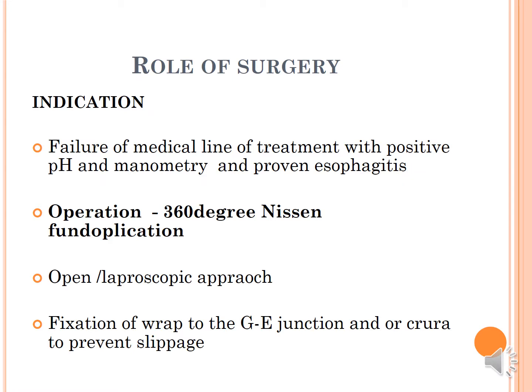What is the role of surgery here? Indications: failure of the medical line of treatment with positive pH and manometry, and proven esophagitis. What is the surgery we do? The surgery is mainly a 360-degree Nissen's fundoplication, or we can do an open or laparoscopic approach where we have fixation of the wrap to the gastroesophageal junction or the crura to prevent slippage.